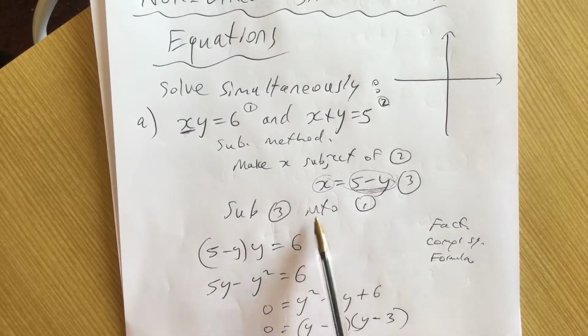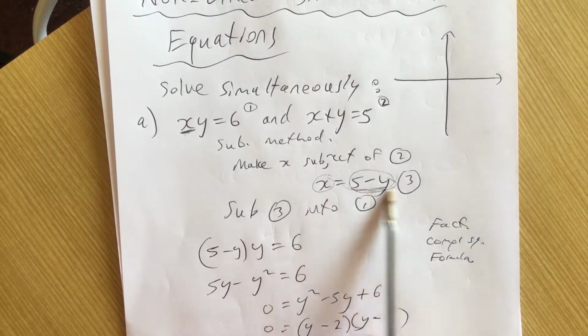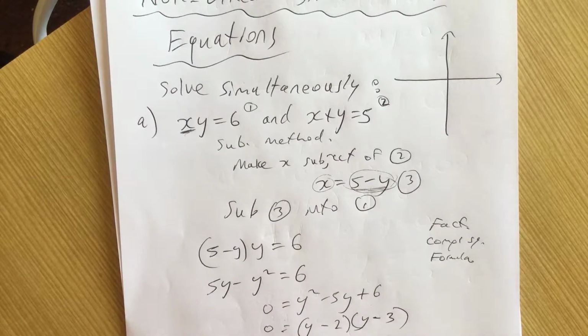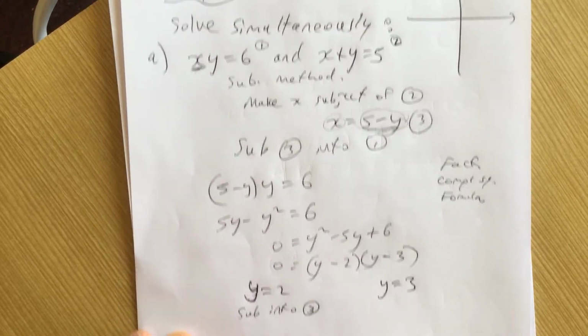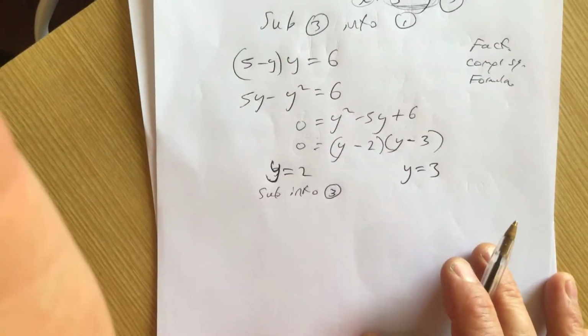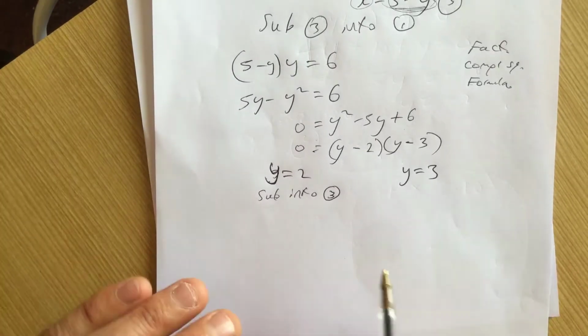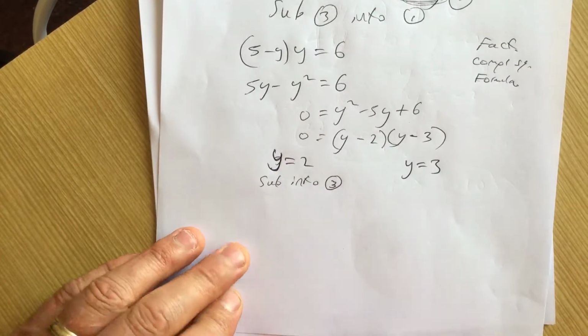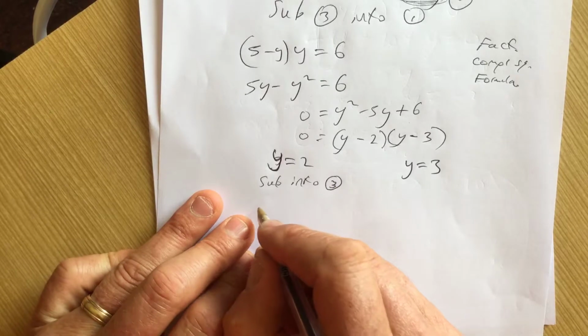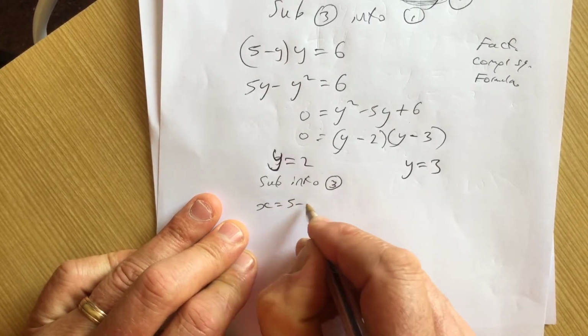Of course, because you have x equals, sub it into equation 3, x equals. So sub it into equation 3. Anytime I draw a circle around it, it means equation. If I don't have a circle around it, it means a number. So I'm going to sub it into equation 3.